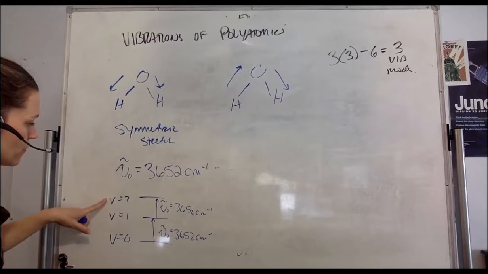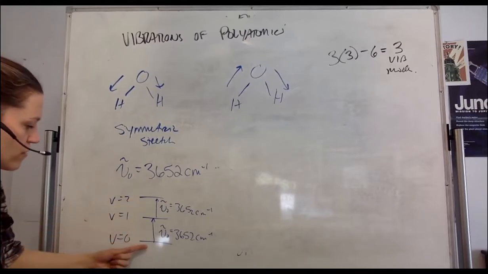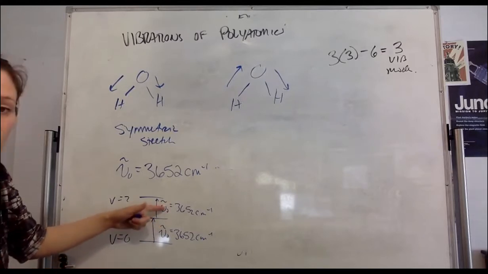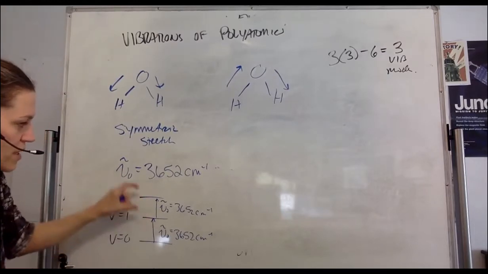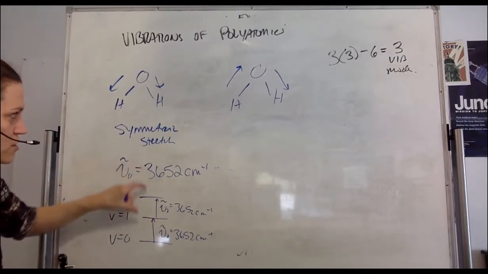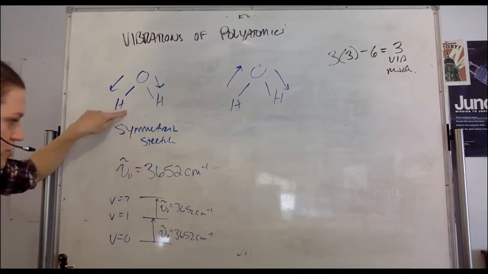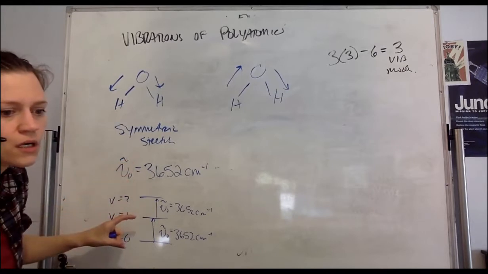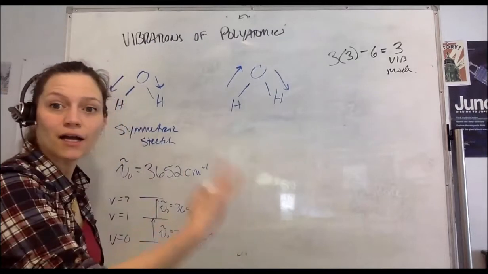So if you think about the frequencies separating v equals 0 to v equals 1, v equals 1 to v equals 2, those are both going to be approximately 3652. And so that spacing between all the different stretching transitions for symmetric stretching is going to be about 3652. The asymmetric stretching is going to be at a slightly higher frequency.